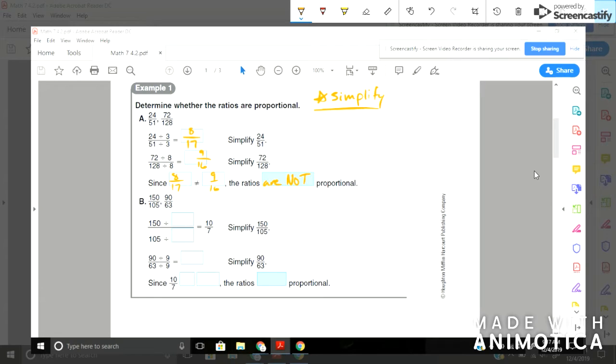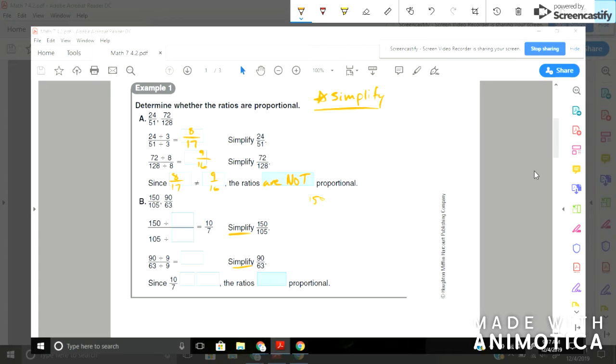Let's try letter B and use that same method of simplifying these two first numbers. 150 and 105, well, they both end in a 0 or a 5, so I know we could divide them by 5, but there's a greater number that they're both divisible by. Again, in this section, I'm okay if you want to use your calculator to check divisibility rules. So maybe you said, I know it ends in a 0 and a 5, I'll divide them each by 5.